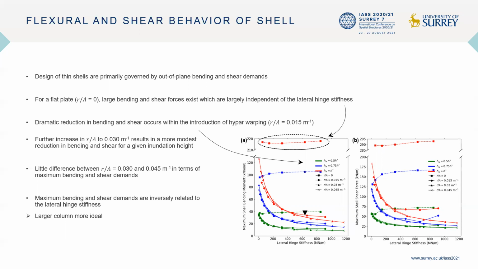Through the introduction of hypar geometry, a significant reduction in moment and shear is observed. Further increases in warping, however, only yield modest reductions in the critical demands. It is also seen that bending and shear are inversely related to the hinge stiffness.